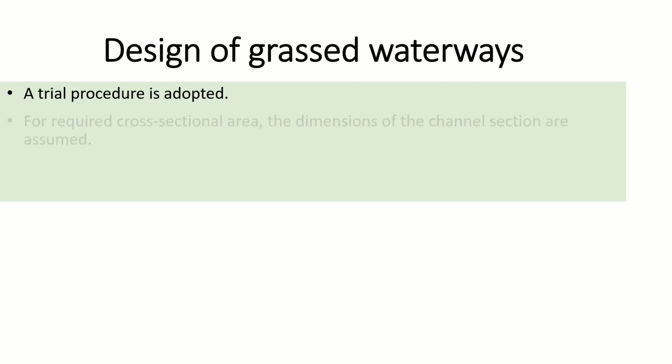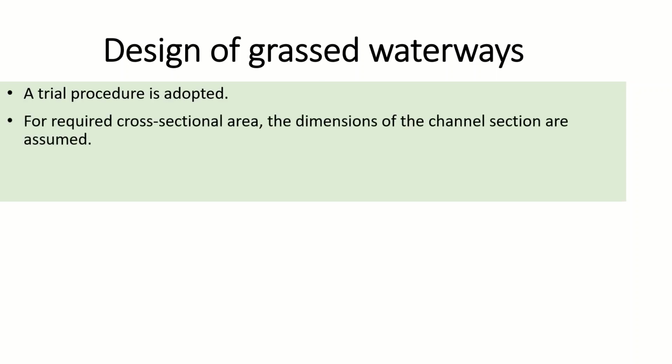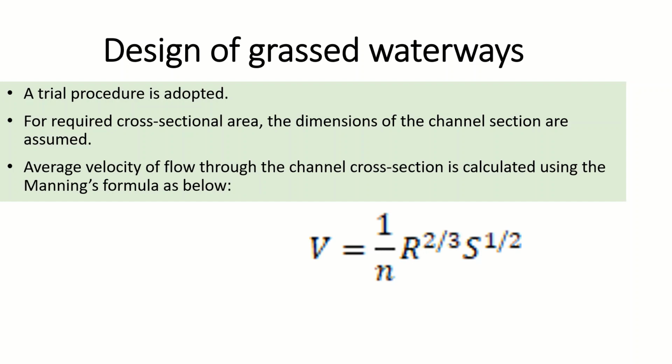You may have to calculate the area, then you will have to calculate the wetted perimeter. From area and wetted perimeter, you will be calculating the hydraulic radius, then the slope you will assume, and then you will estimate the velocity using this Manning's formula.